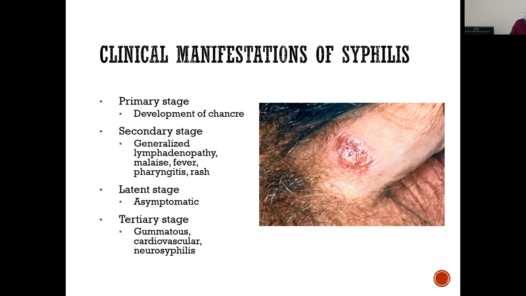Then we go over the stages. This is where I want to be, page 372. The stages, so we have the canker. How long is the canker going to be? The canker develops between 10 and 90 days after infection. So this is not going to be an immediate thing. And on average, it's about 3 weeks. So once exposed to syphilis from a sex partner, you would actually develop the canker 3 weeks later.